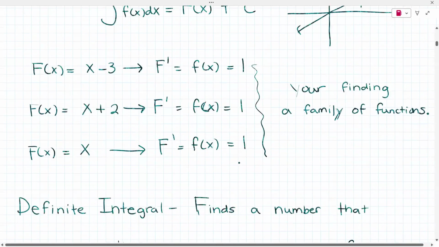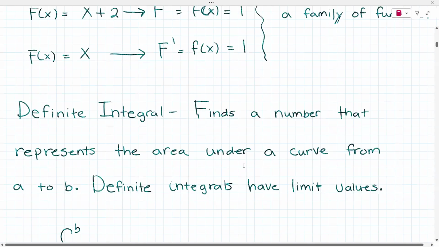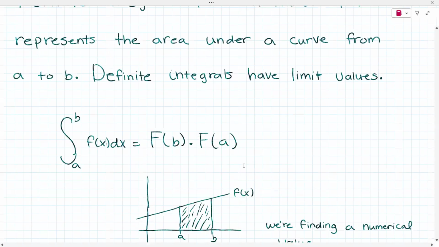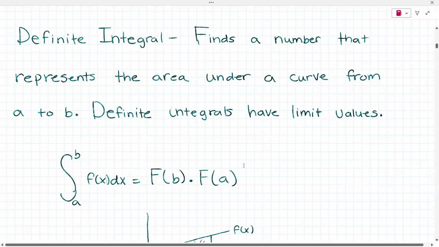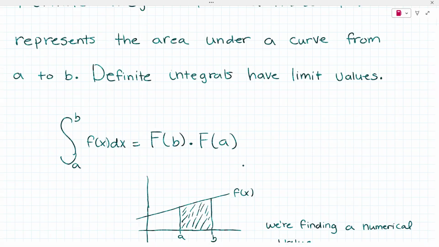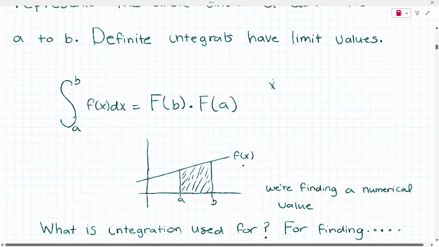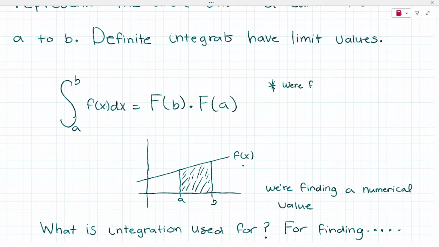So what is a definite integral? With a definite integral, it basically finds a number that represents the area under a curve from a to b. So definite integrals have limit values. So in a definite integral, you're no longer going to have a plus c. You will have a final answer, like an exact value. In a definite integral, you have boundaries, lower boundary a and upper boundary b, and then you take the integral. If you take the area under those boundaries, you're going to get an exact value, a numerical value, not a family of functions.